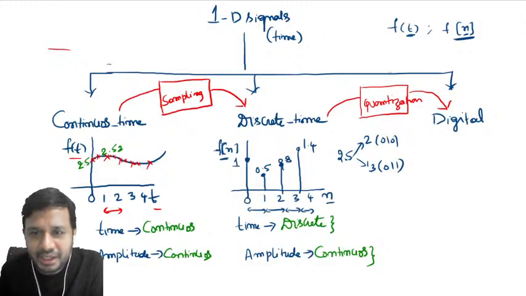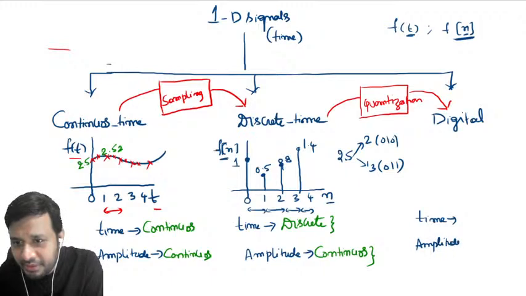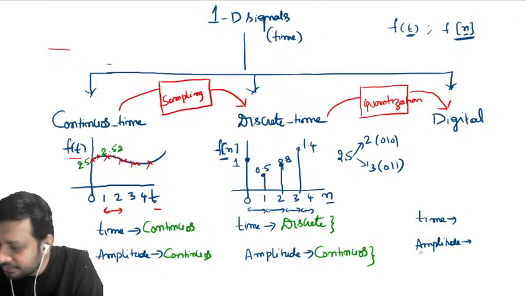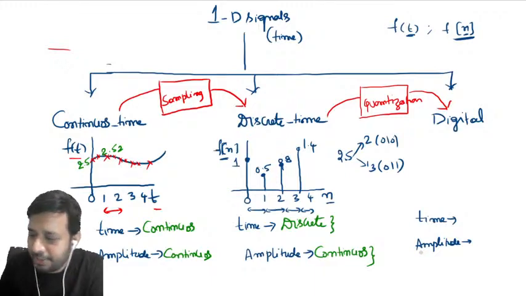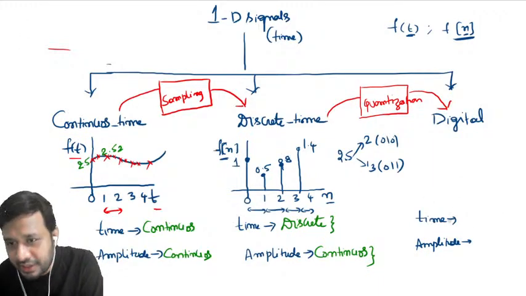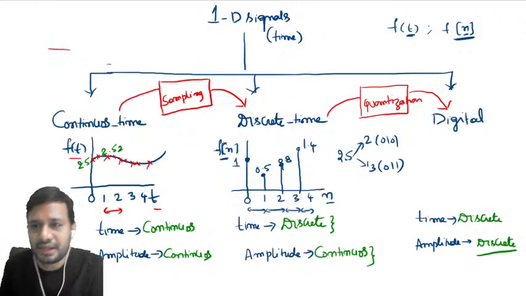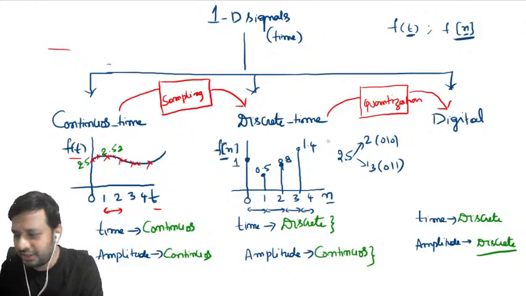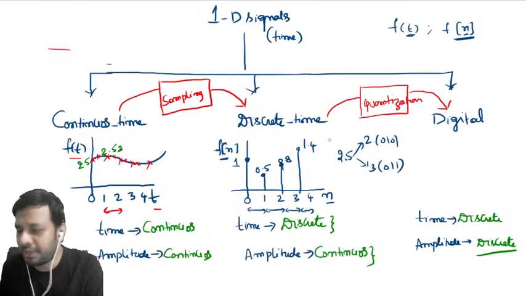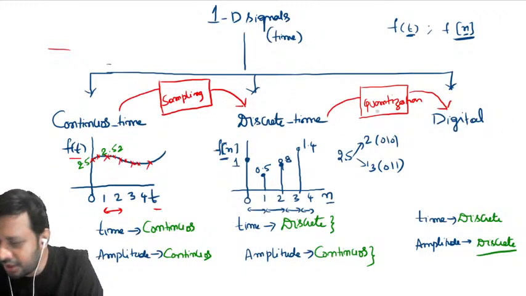Now can you tell me what is the nature of the independent and dependent variables in the case of digital signals? Can you type your answer in the chat box? Come on. Both are discrete. Or we can say that these digital signals are nothing but discrete time signals only, but with amplitude quantized.